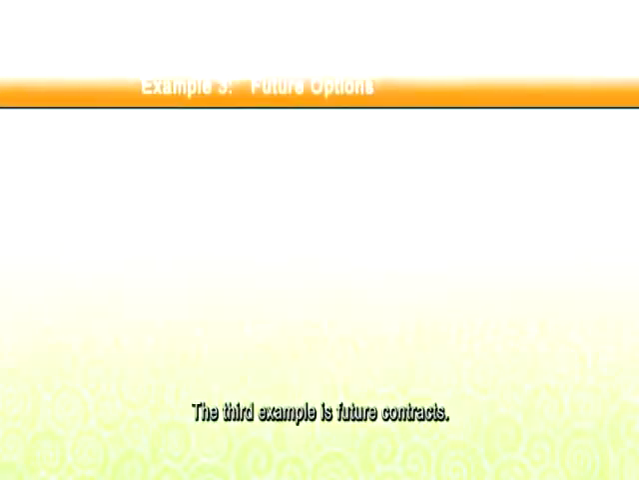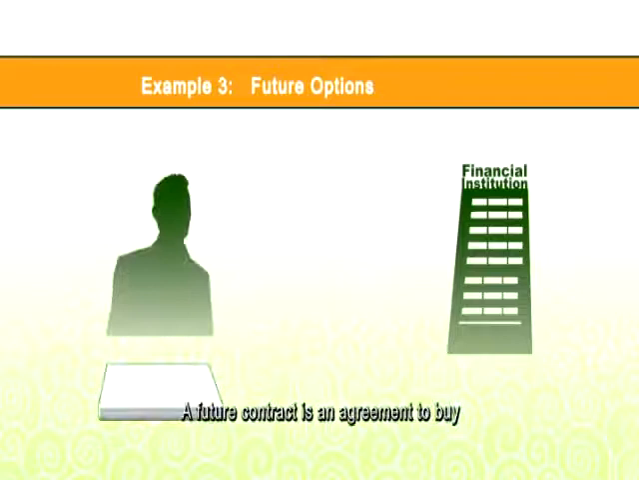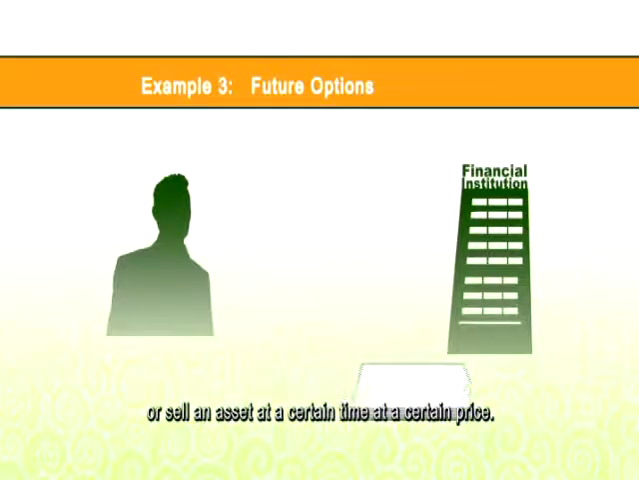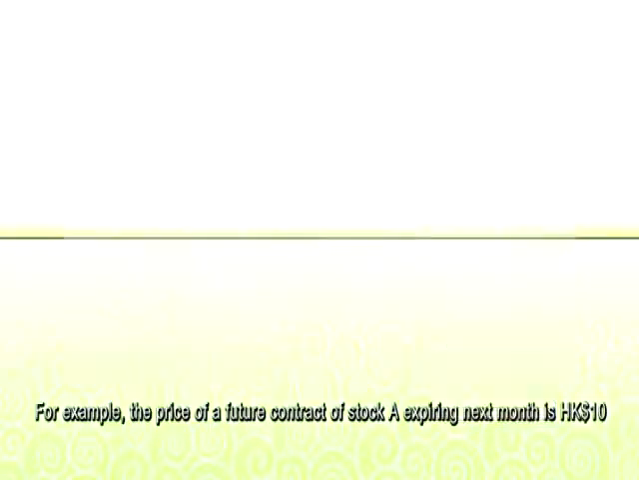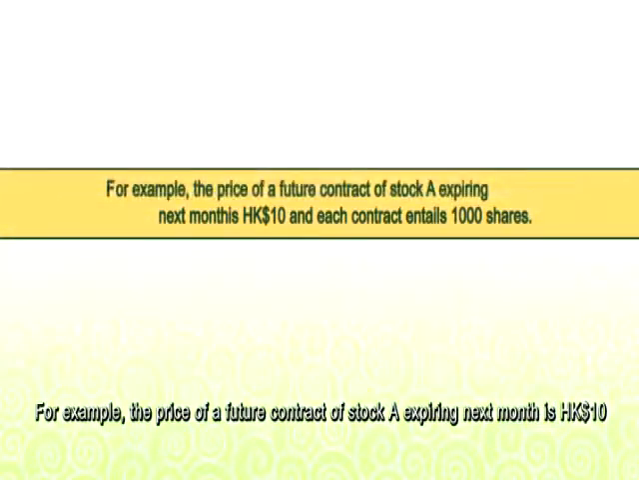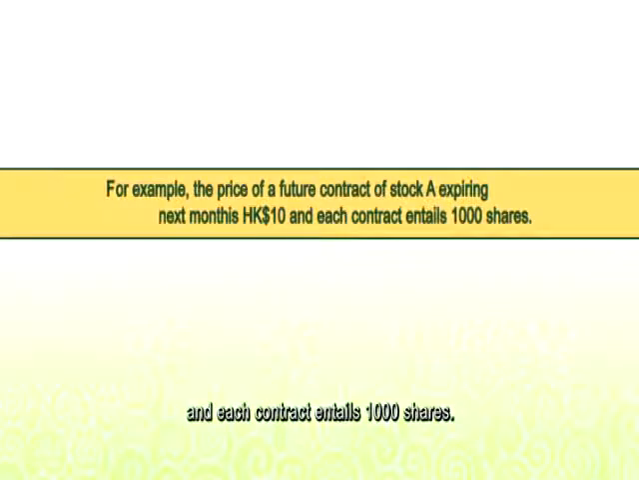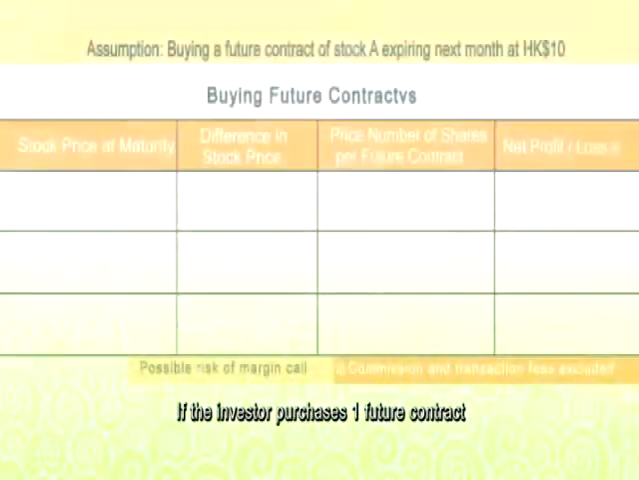The third example is future contracts. A future contract is an agreement to buy or sell an asset at a certain time at a certain price. For example, the price of a future contract of stock A expiring next month is at 10 Hong Kong dollars, and each contract entails 1,000 shares.